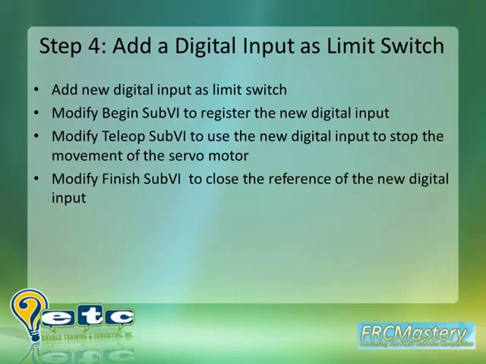In step 4 of our 7 steps to FRC robot success, we added a new digital input to our robot project. We then modified the teleop VI to use the digital input as a limit switch and stop the drive motors whenever the switch was closed.